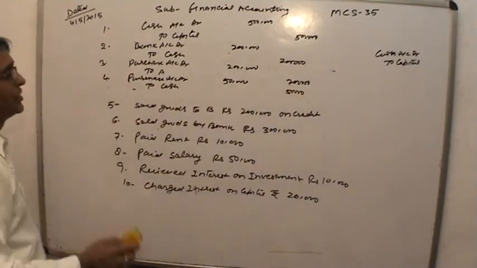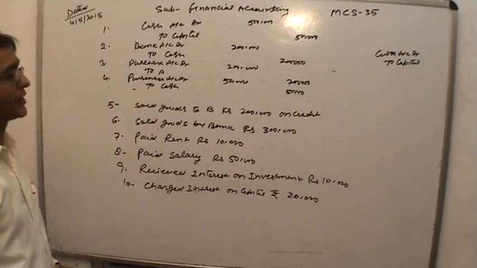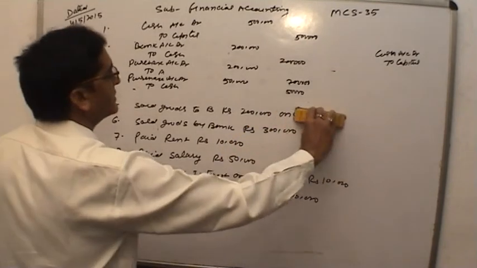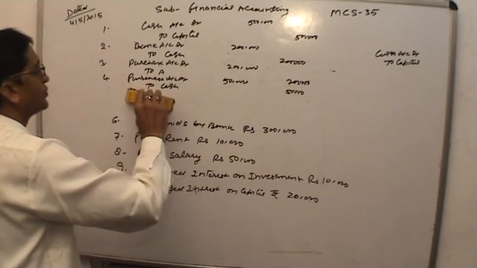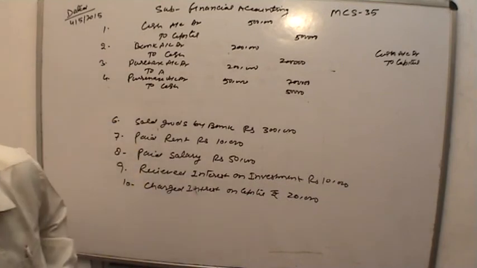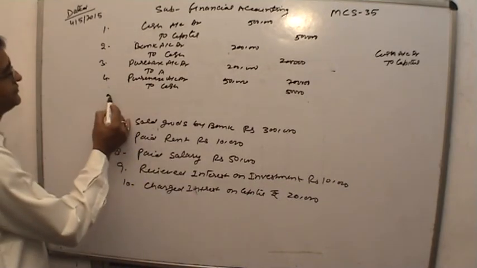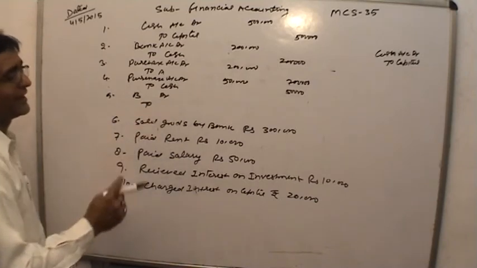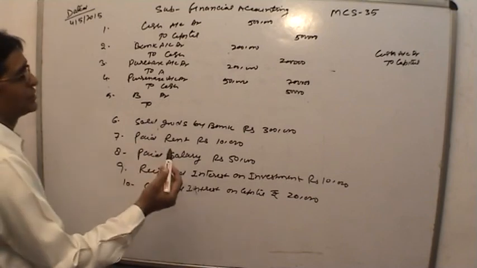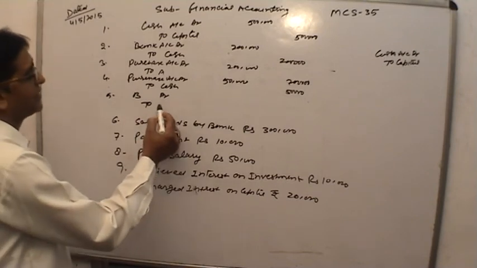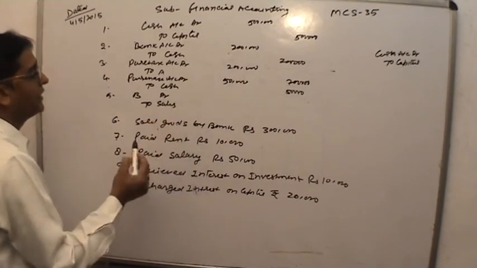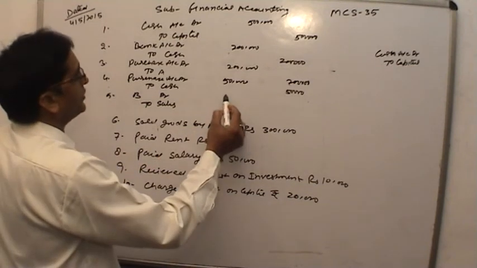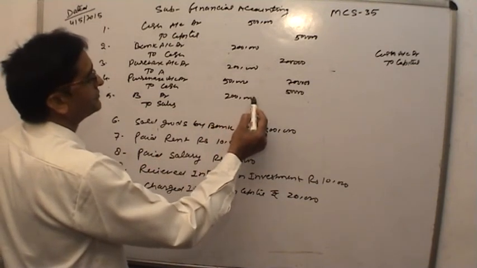Then next transaction, sold goods to B rupees 2 lakh on credit. In this case, B is the receiver, so B will be debited, and credit what goes out, and goods go out. In place of goods we use sales. So B debit to sales by rupees 2 lakhs.